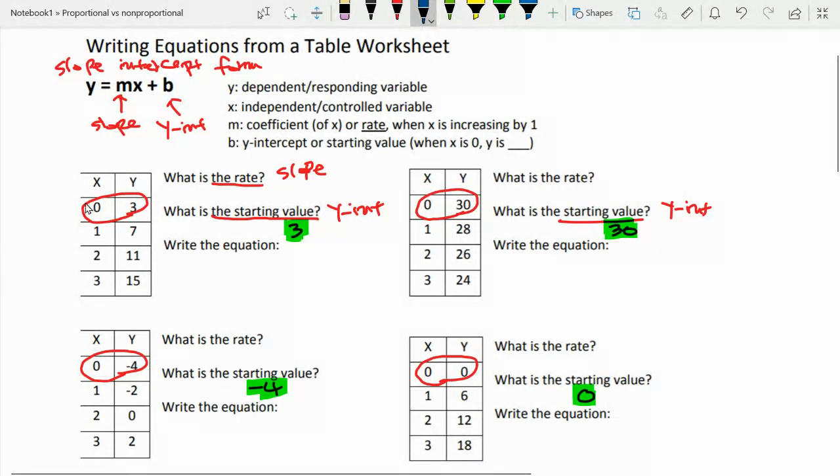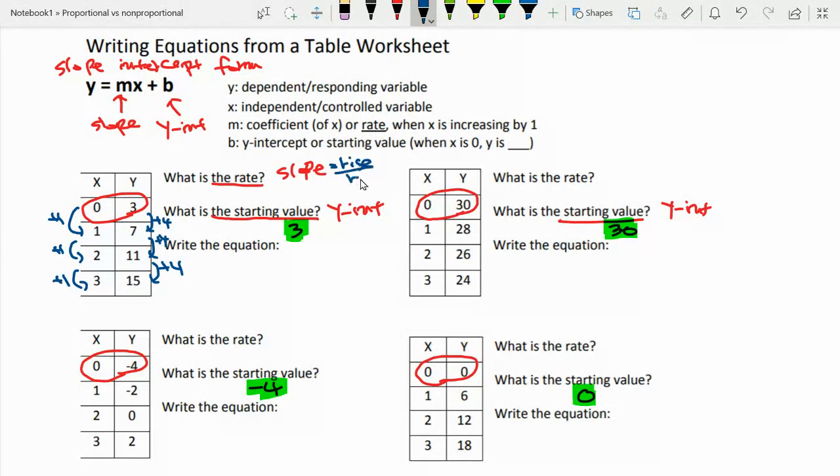Let's find the slope. So let's count. 0 becomes 1, 1 becomes 2, 2 becomes 3. I'm adding 1. And 3 becomes 7, 7 becomes 11, 11 becomes 15. I'm adding 4 here, increase by 4. So my slope is rise over run. Slope is rise over run. This time 4 over 1.